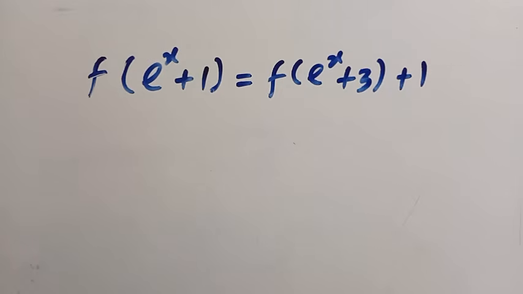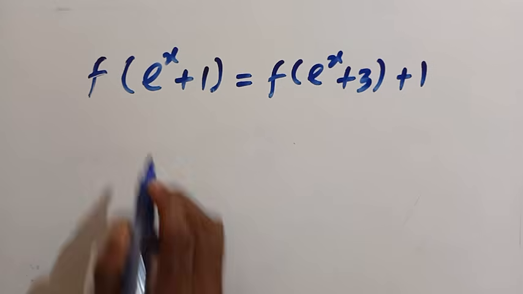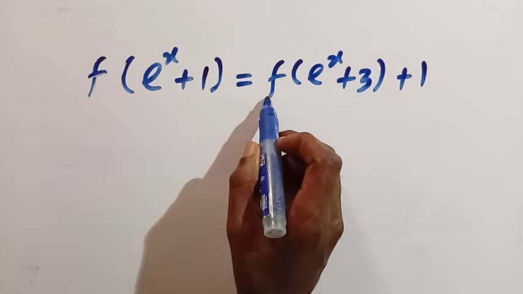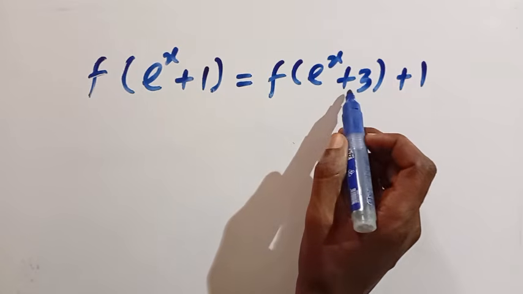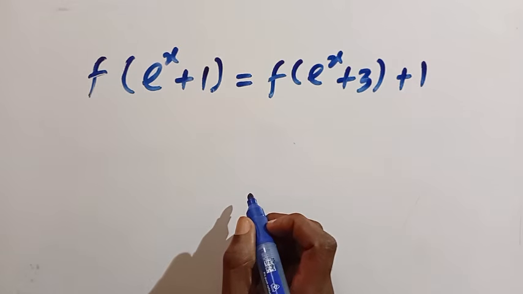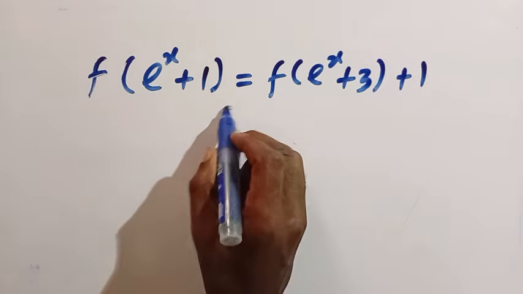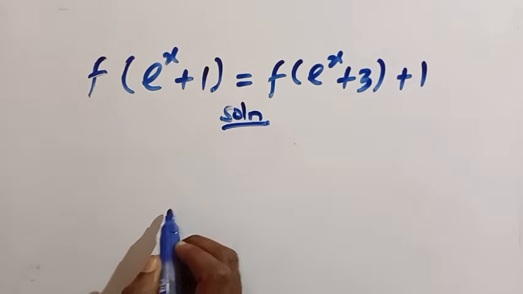This is a very interesting functional equation. We are given f of e to the x plus 1 equals f of e to the x plus 3, plus 1. Do you know how to solve this problem? If yes, you can drop the answer in the comment box. If no, let's see step by step how to solve this beautiful functional equation. So let's see the solution first.